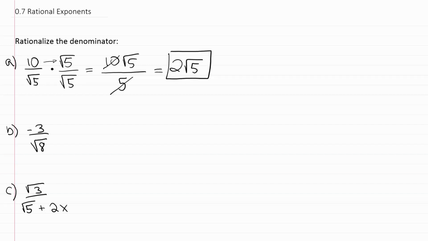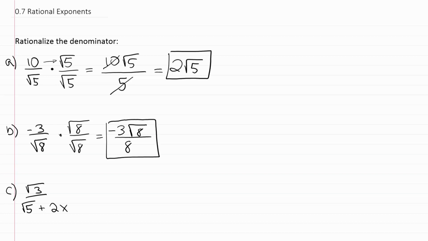All right, for the next example, we have the square root of 8 in the denominator. And as we saw before, we'll just multiply top and bottom by that square root. So square root of 8 over the square root of 8. And then, of course, we know the denominator will just be 8. And then in the numerator, we'll have negative 3 times the square root of 8.